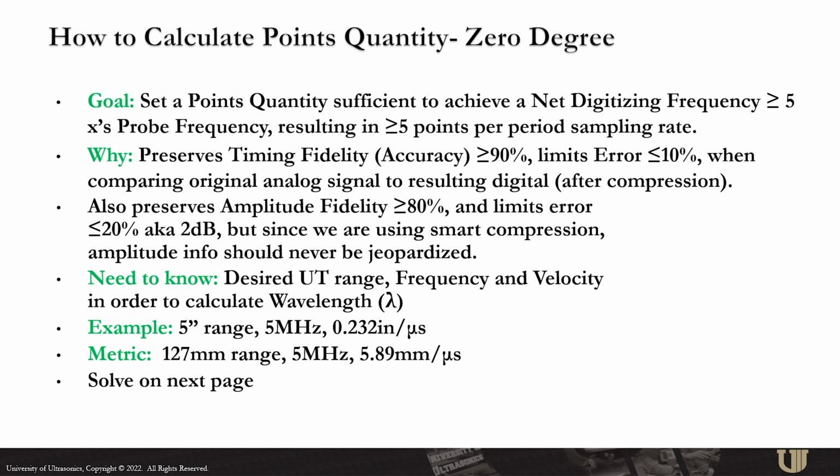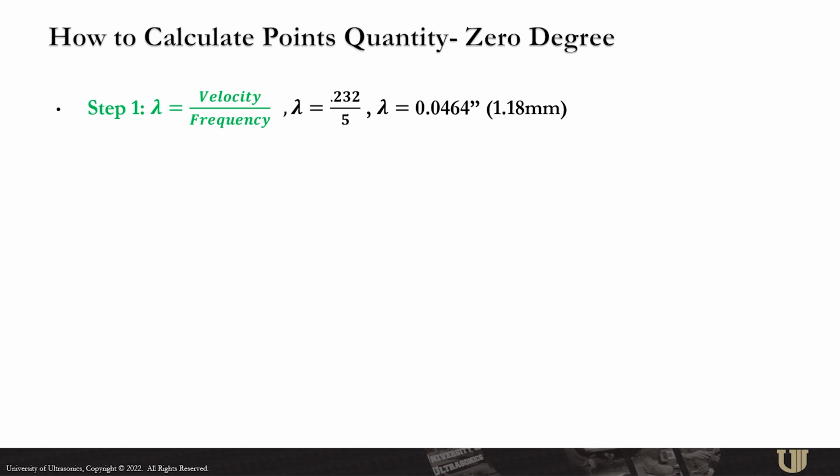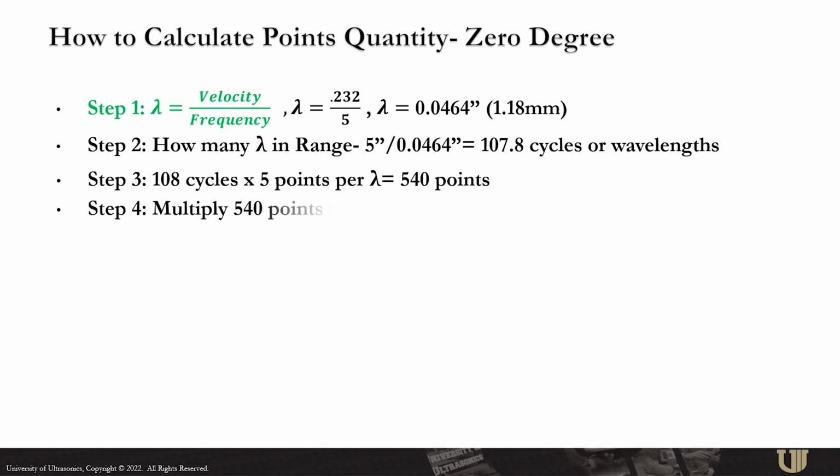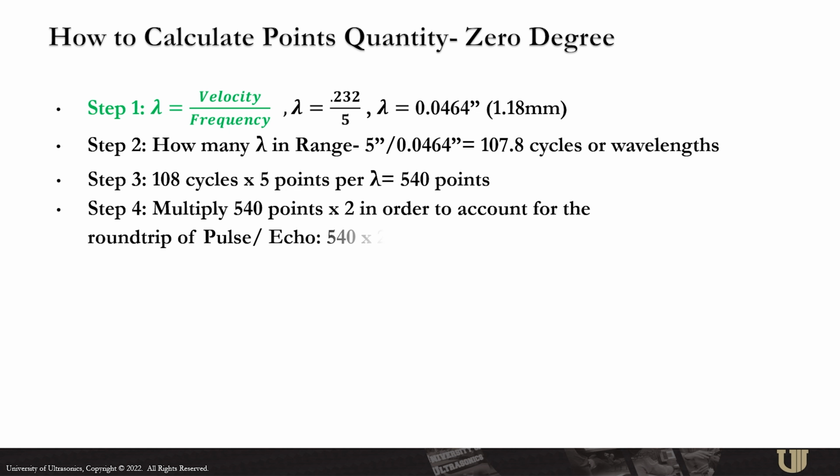The reason I use millimeters per microsecond is it's easier to calculate the wavelength than if I was using meters per second, because I don't have to convert anything. I'm just all in microseconds. And then we're going to solve on the next page. So step one, the wavelength formula. If you're a UT technician, that's the one formula everybody should know: velocity divided by frequency. In this case, I divided those, and I got a wavelength of about 0.0464 inches, or about 1.18 millimeters.